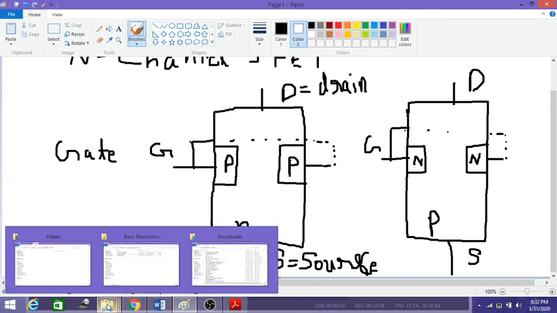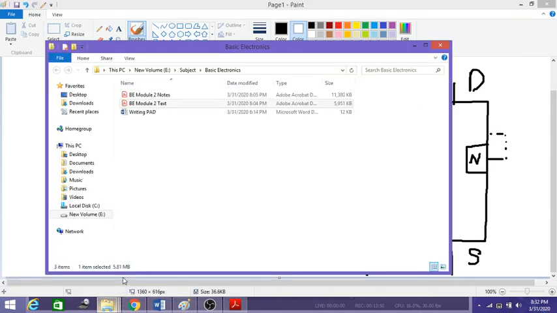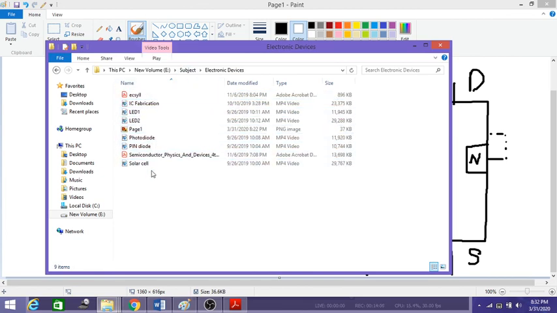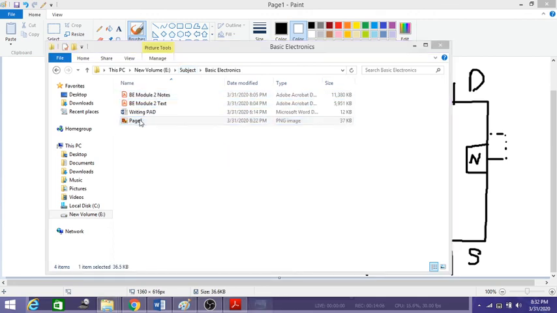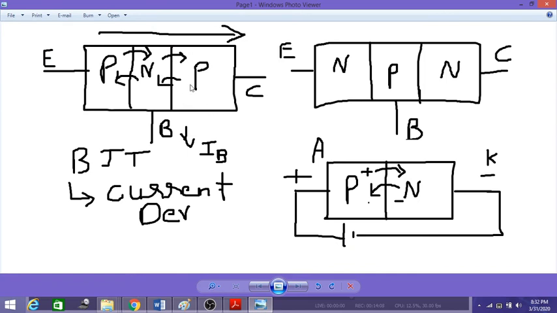If I open this diagram, let me open that. Okay, it has come to the wrong page. So if you see in this diagram, whenever the emitter base junction is forward biased, holes are moving from P to N, whereas the electrons are moving from N to P. So it means both electrons and holes are contributing. So that is why it is called a bipolar junction transistor.